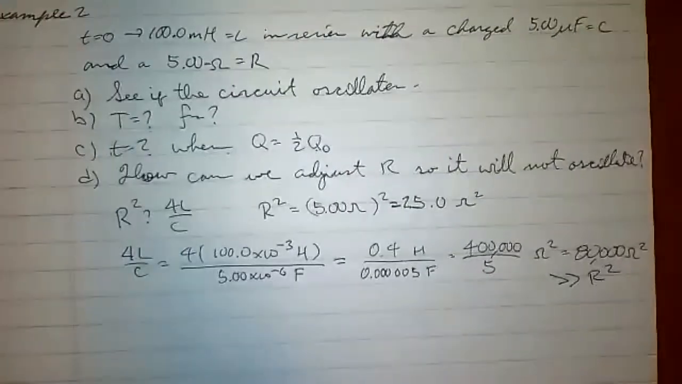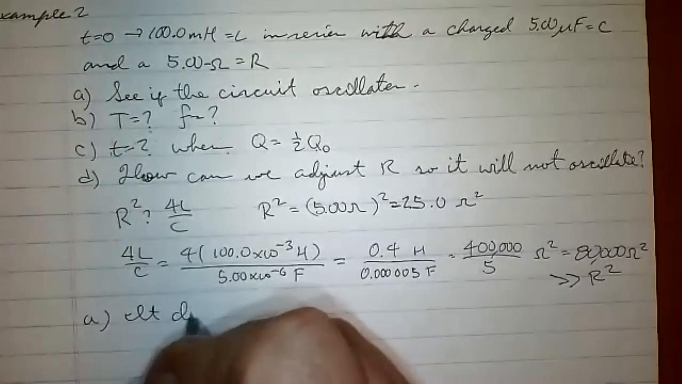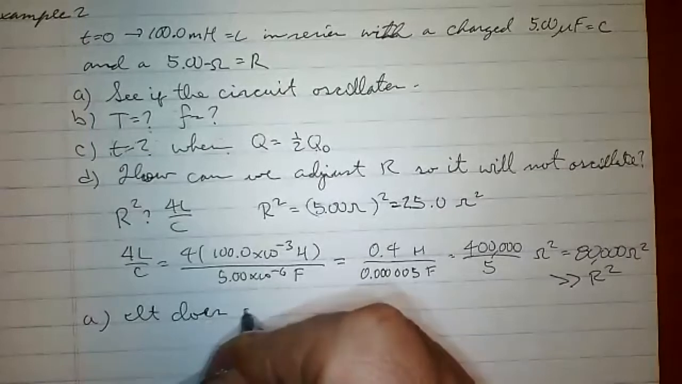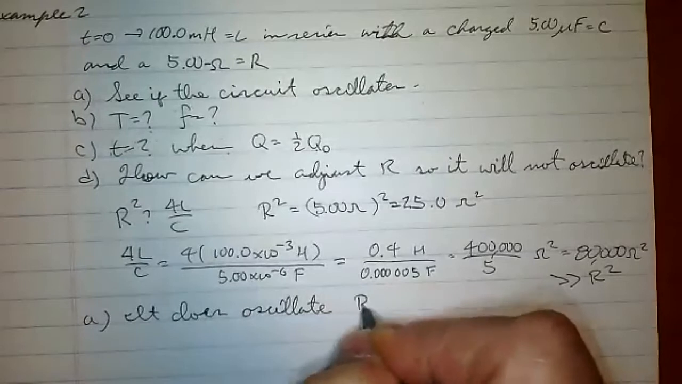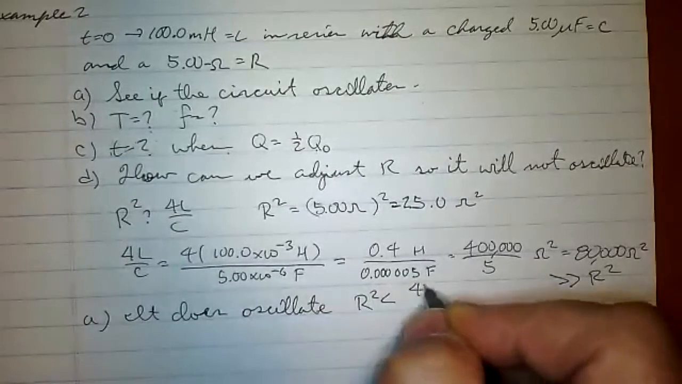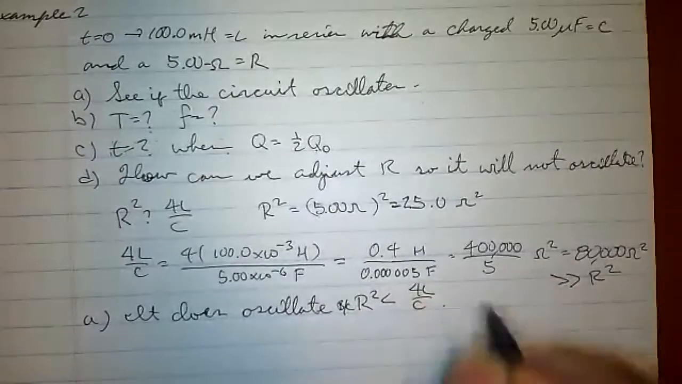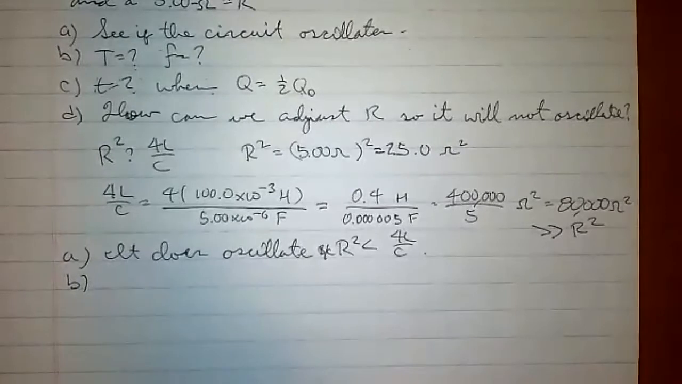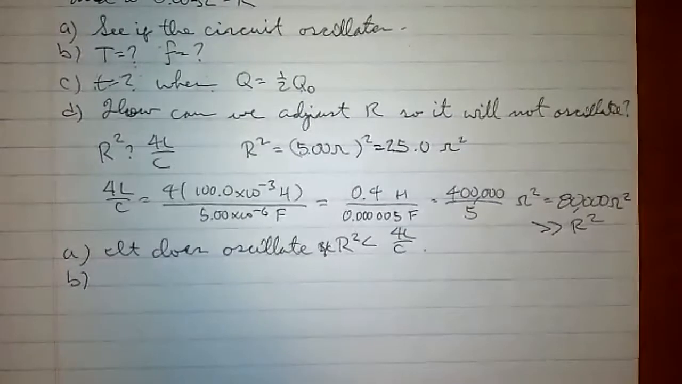Okay, so we can say A, it does oscillate. And that's because R squared is less than 4L over C. Does that make sense to everyone? Hopefully I did my math right. I'm just working it out in my head. I had some things come up, didn't let me finish writing out all my notes like I wanted to.